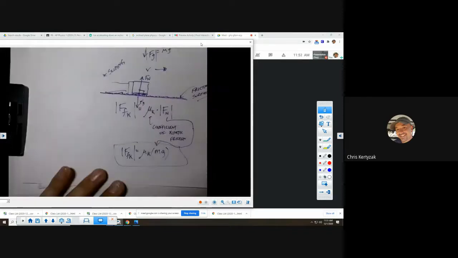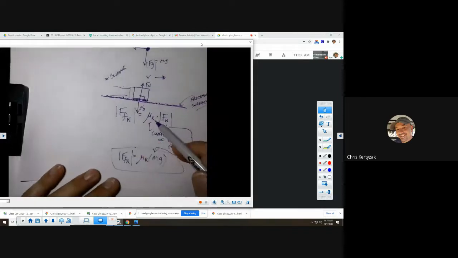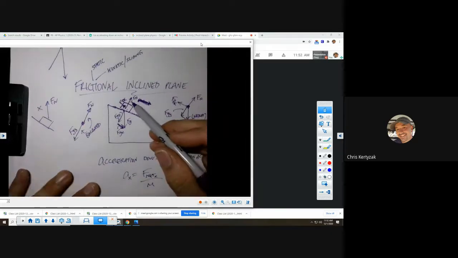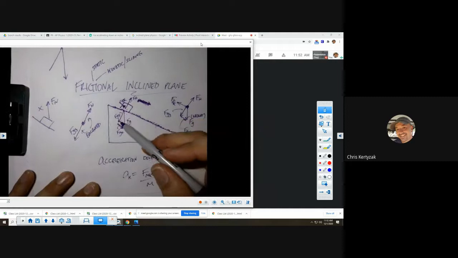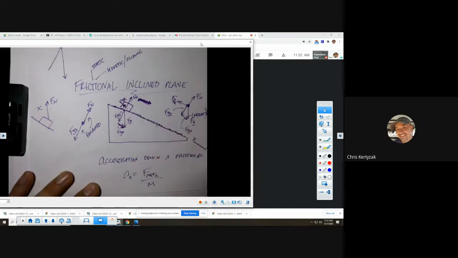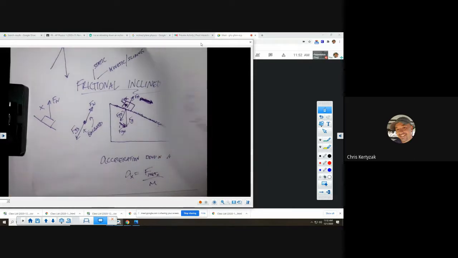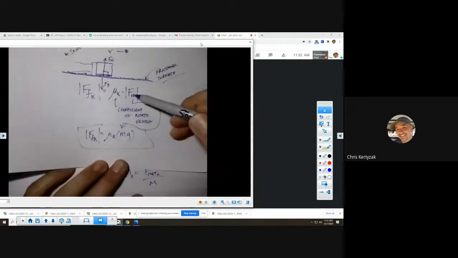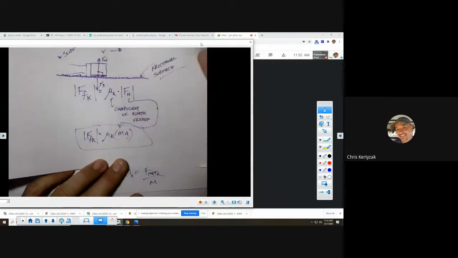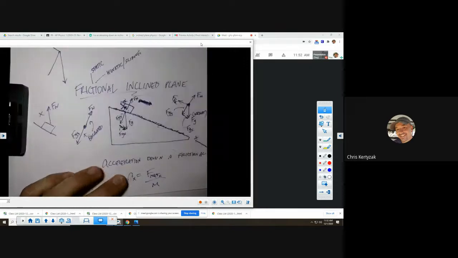The sliding friction force is always equal to the coefficient of sliding friction times the normal force. You can make the argument that the normal force is equal to FGY. So if we can figure out what FGY is in magnitude, then that tells us immediately what Fn is. And if we know what Fn is, then it would be pretty easy to plug that in here and multiply it by the coefficient of friction, and we've got an expression for the sliding friction force down a frictional incline. That's where we're headed right now. Let's try.